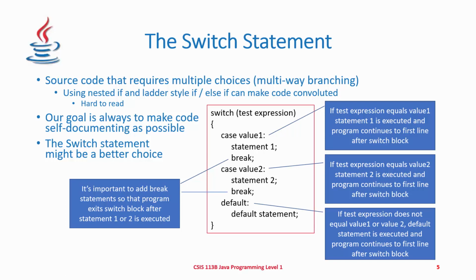In this example, we only have 2 cases. So case value 1, whatever that value is, is being compared to the test expression that's being passed into the switch block. If they match, then statement 1 will be processed, and then it breaks out from there, meaning it goes past the closing curly brace and continues processing from there. If the value for case value 2 matches the test expression, then that statement would be run. Again, we break out and execute the statement that occurs after the closing curly brace.